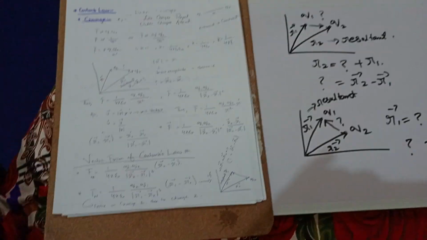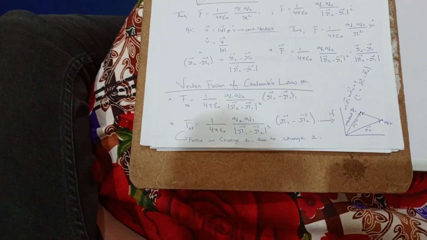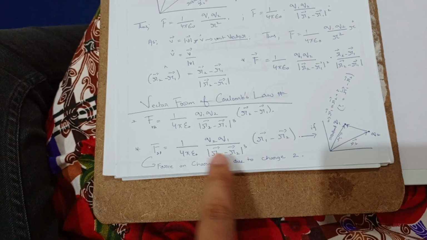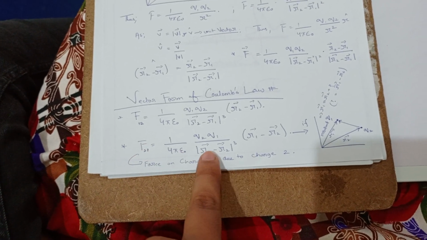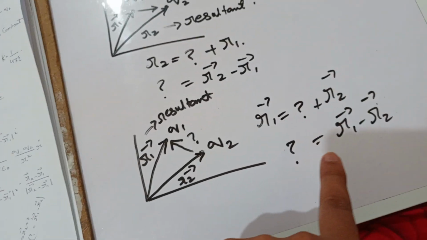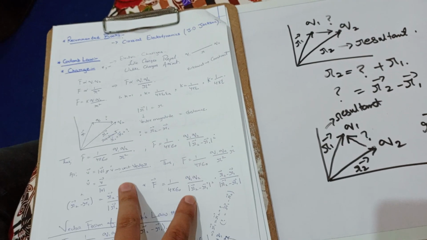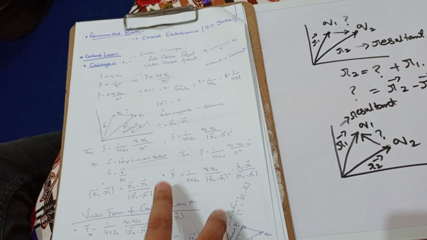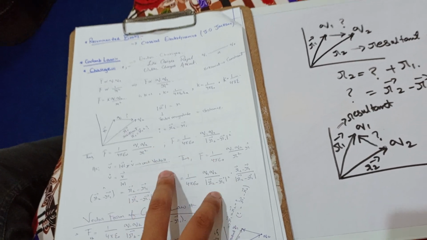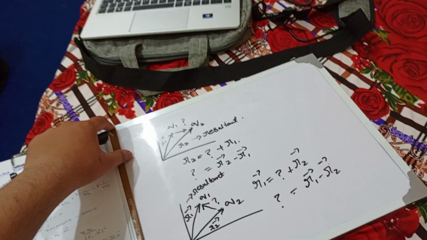So that's why if you want to find the force on charge 1 due to charge 2, F12 becomes equal to the same expression, and in the denominator it is just replaced by r1 minus r2, which we found here. Okay, so this is the basic concept if there are two charges. But what if there are n number of charges? You just have to introduce the summation sign.